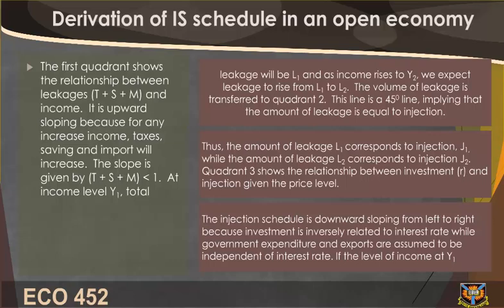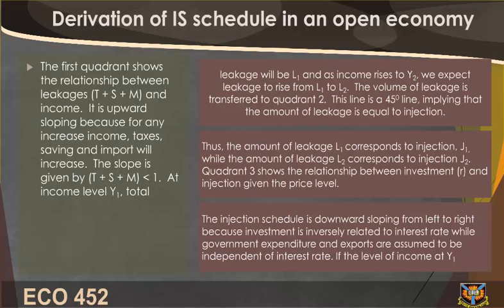This line is a 45-degree line, implying that the amount of leakage is equal to injection. Thus, the amount of leakage L1 corresponds to injection J1, while the amount of leakage L2 corresponds to injection J2. Quadrant 3 shows the relationship between investment, R, and injection given the price level. The injection schedule is downward sloping from left to right because investment is inversely related to interest rate, while government expenditure and export are assumed to be independent of interest rate.